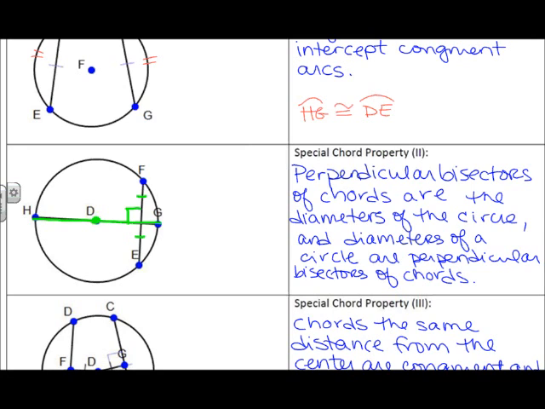Okay, so there you have it. You've got your 3 chord properties. You're going to want to bring these filled out with you to class, and then tomorrow we are going to work on some problems together in small groups. So we'll see you then.